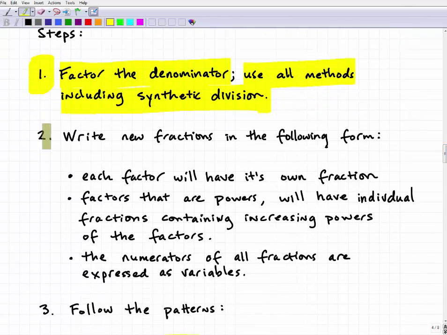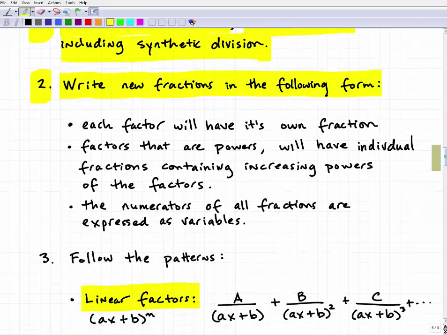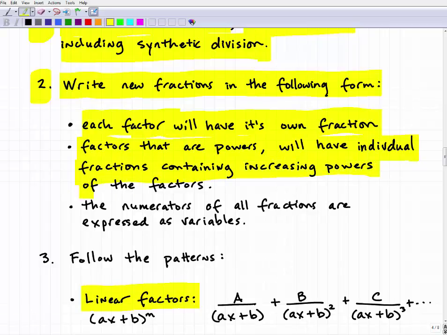Step 2, we're going to write new fractions in the following form. These are general guidelines, and you'll see some specifics here. Once we factor the denominator, each one of those factors will have its own fraction when we write this new form. Factors that are powers will have individual fractions containing increasing powers of the factors. Hold on, you'll see what I mean by that. I just want you to get your mind conditioned to what I'm talking about. And then the numerators of the fractions are expressed as variables.